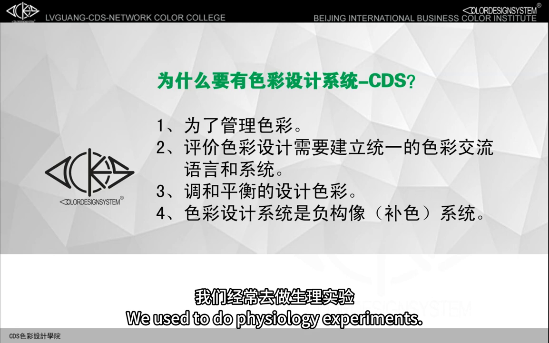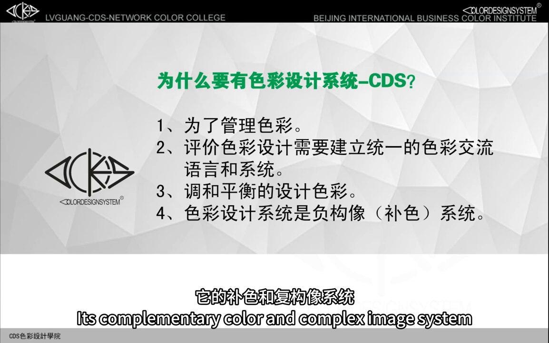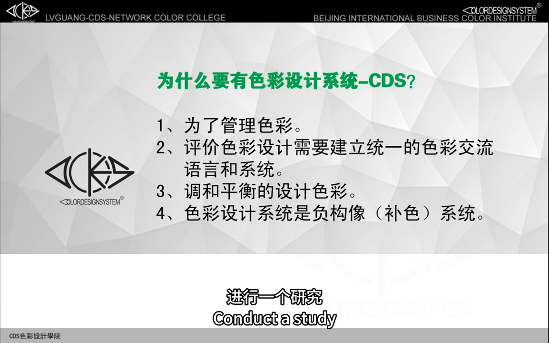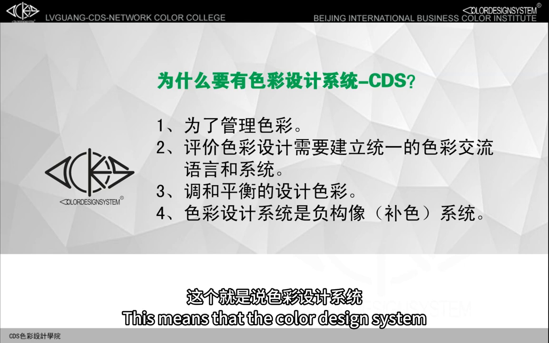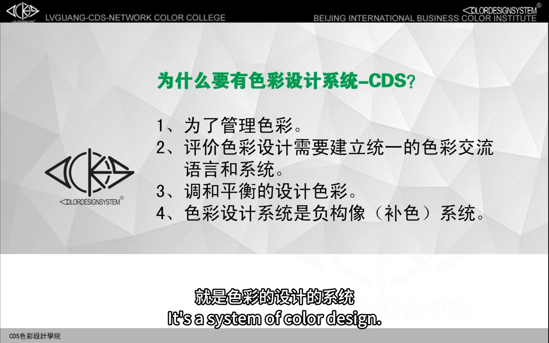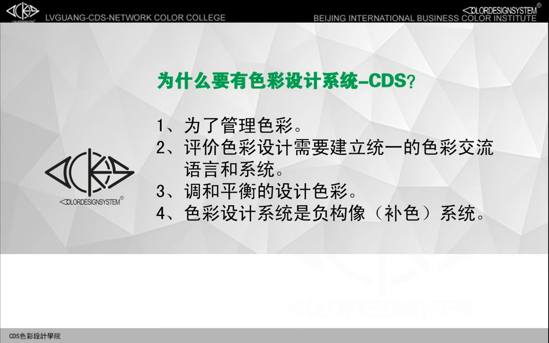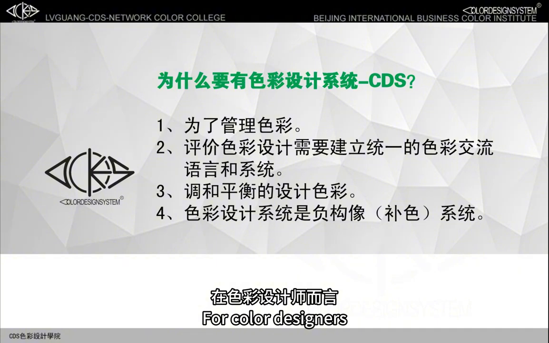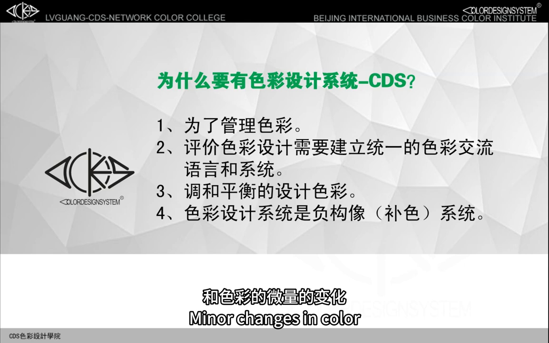We used to do physiology experiments, then for a color, its complementary color and complex image system, conduct a study and make it quantitative. That is the reason it forms a color design system. This means that the color design system must be a negative conformation complementary color system, if not strictly speaking. In nature, for color designers, they just couldn't manage the mood of color, the minor changes in color.